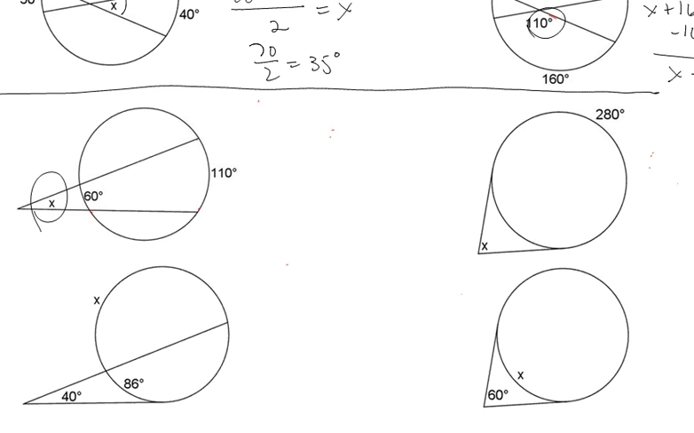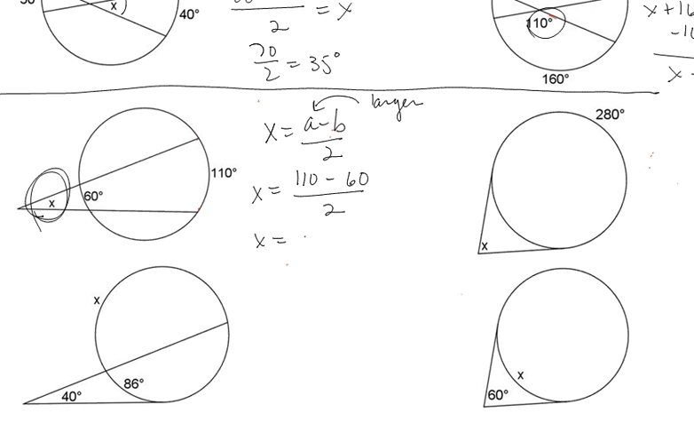Next example, we have to switch to a different formula. Notice this angle is outside the circle. This is not two chords, this is two secants. So we need to use this formula with the minus sign. And it is important with this formula that the larger arc be plugged in as a larger arc measurement. The larger arc measurement is 110, the smaller is 60. 110 minus 60 is 50, and if you halve that, you get 25 degrees.